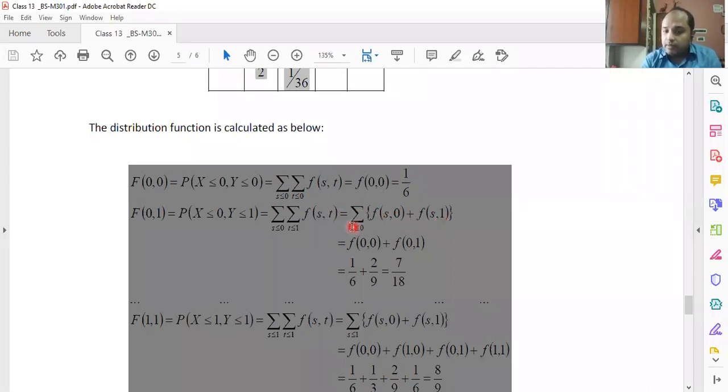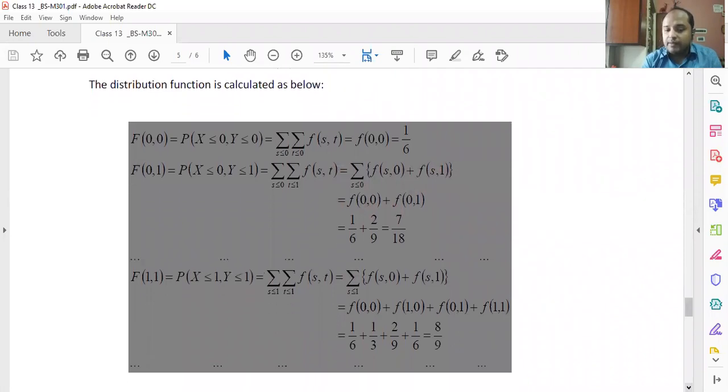Now we shall run the summation on these individual items. Where you see that s is less than or equal to 0, there is only one case, s equal to 0. So we are putting the value s equal to 0 over here. So we get f of 0, 0 plus f of 0, 1, which is 1 by 6 plus 2 by 9, that is 7 by 18.